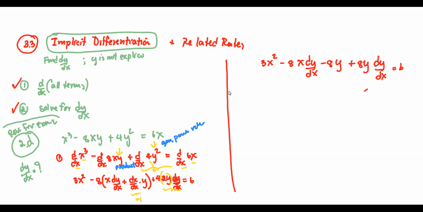Step number 2, we're going to solve for dy by dx. So your goal is to find out what dy by dx is. From the simplified expression, we have two places containing dy by dx. We're going to write it in grouping form by keeping the terms with dy by dx on one side: negative 8x dy by dx plus 8y dy by dx equals, and move all the terms that are not dy by dx to the other side.